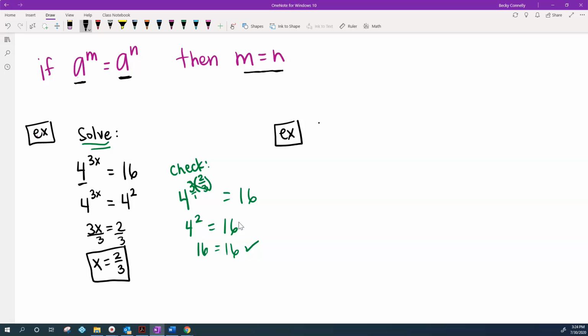What about one like this? How about if I have, again, I want to solve 4 to the 2x minus 4 power equals 8 to the 2x minus 3 power.